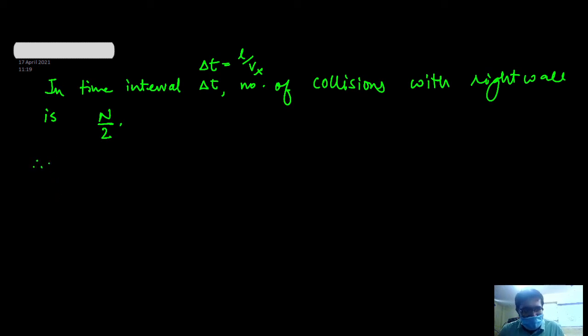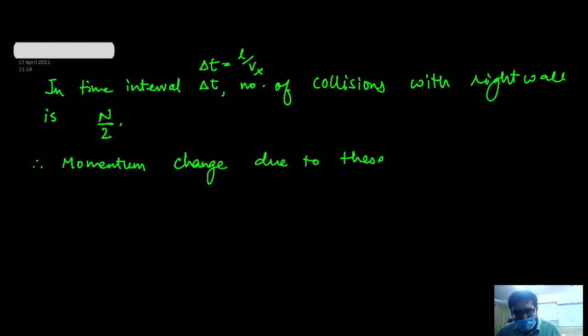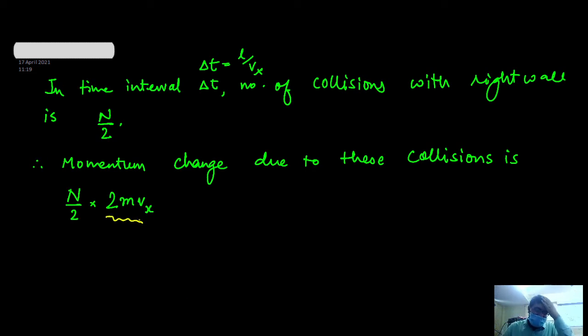Okay, so you can say therefore the momentum change due to these collisions is n by 2 into 2mvx. How can we argue? Do you remember earlier we thought that if a molecule hits, then the change in momentum due to one collision was 2mvx. So for one collision the change in momentum is 2mvx. Then for n by 2 collisions, how much? That's what we have done.